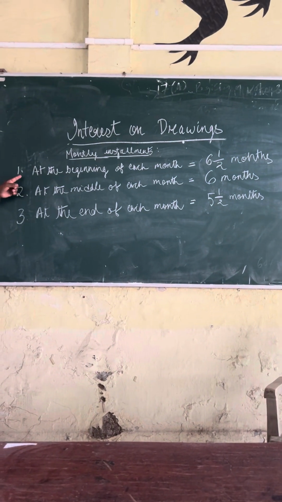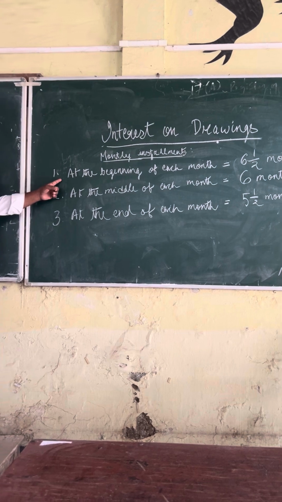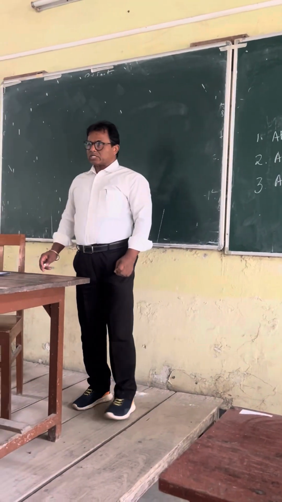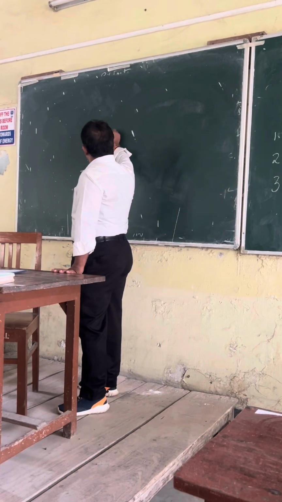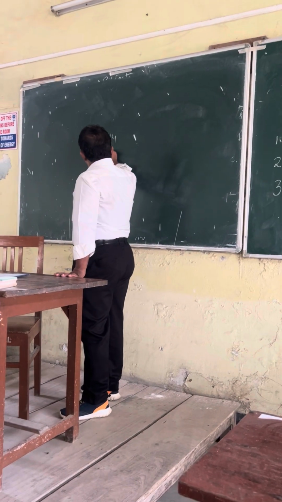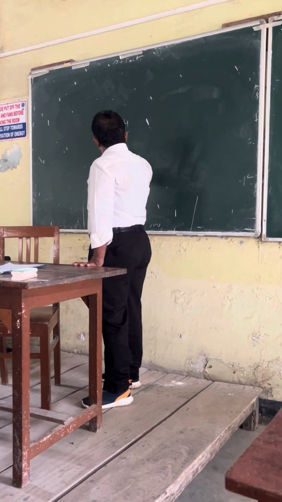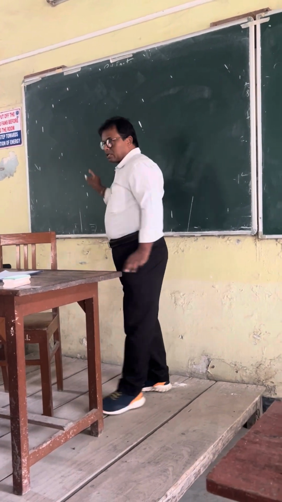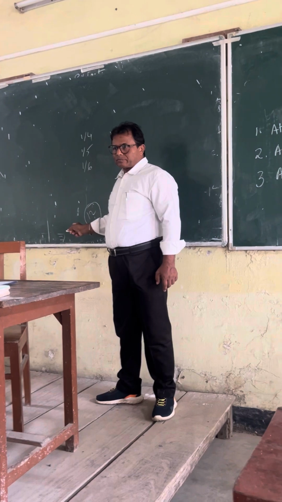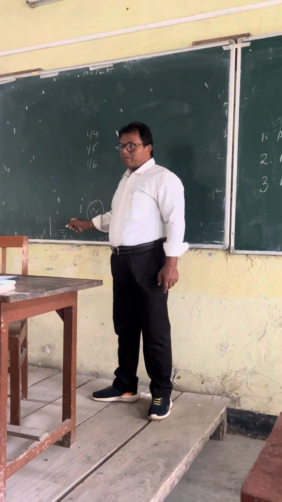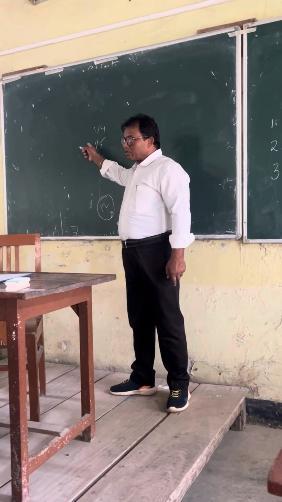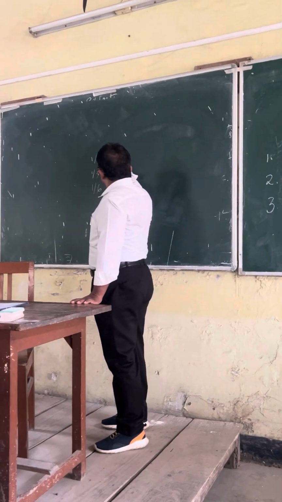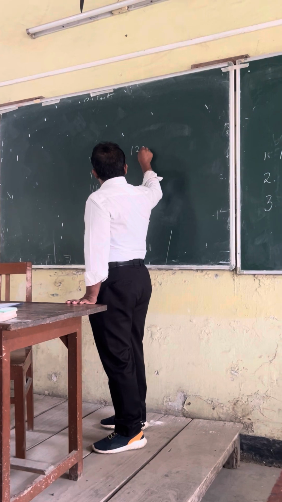See, you are drawing at the beginning of each month. So one is 1st April, 1st May, 1st June. Ultimately, there will be 12 months. Right? Every month you are taking on the first day. So the amount drawn on this day will bear interest for 12 months.